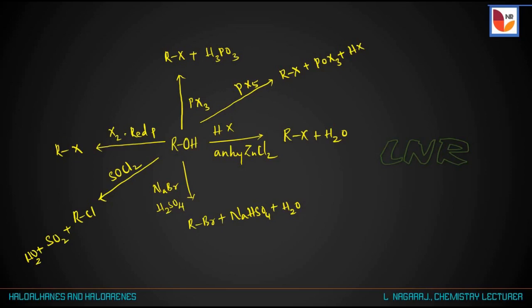So these are the 6 methods used to convert alcohol into alkyl halides, in which the best method is the conversion of alcohol to alkyl halide by using thionyl chloride.